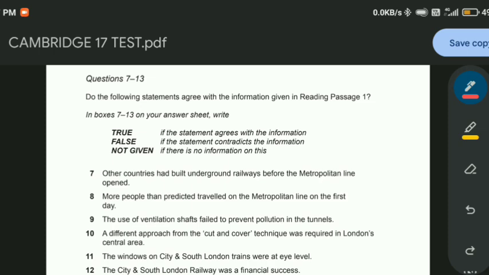And if I talk about false, the information in the question will contrast with the information that is available in the passage, which means the information will be different in both the locations. And third one, not given. In this case, the information that the question demands will not be available in the paragraph.